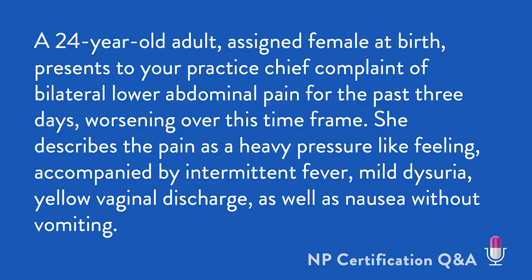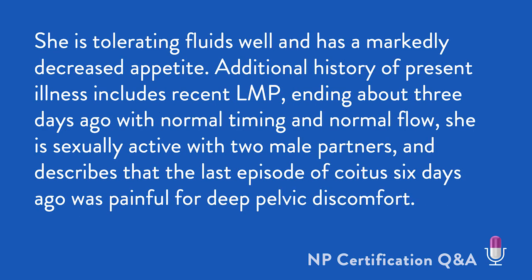A 24-year-old adult assigned female at birth presents to your practice with the chief complaint of bilateral lower abdominal pain for the past 3 days, worsening over this time frame. She describes the pain as a heavy pressure-like feeling and is accompanied by intermittent fever, mild dysuria, yellow vaginal discharge, as well as nausea without vomiting, and has a markedly decreased appetite.